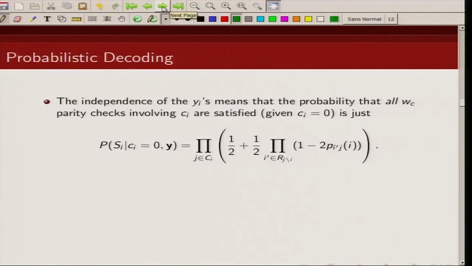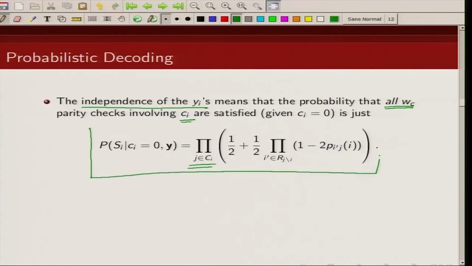And this should hold for all parity check equations involving Ci. So, this should hold for all WC parity check sets where this particular bit Ci is participating. So, assuming that the Yi's are independent, I can then write the probability as a product over all such parity check equations where Ci is involved. So, I can write down the probability that my parity check set constraint is satisfied given Ci is 0 by this expression.